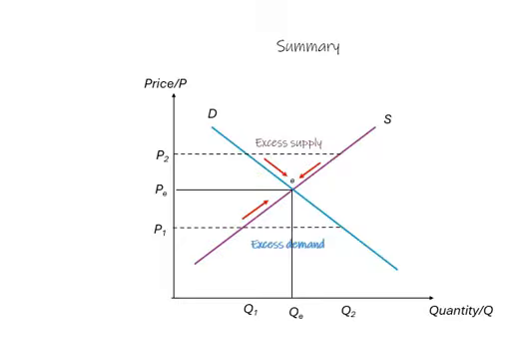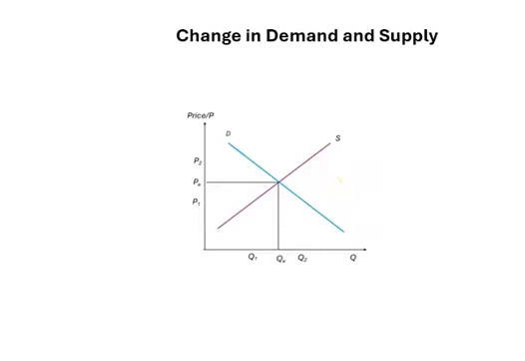And as prices increase, demand decreases, and the market restores itself back to equilibrium. Let us now look at how change in demand and supply affect equilibrium. Change in demand and supply, remember that it's a shift in either the demand curve or the supply curve. And there are factors that shift either the demand curve or the supply curve.